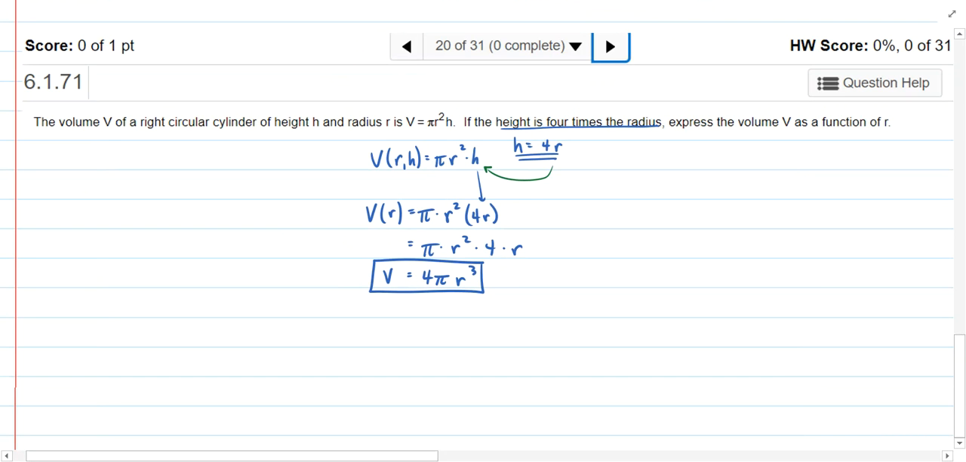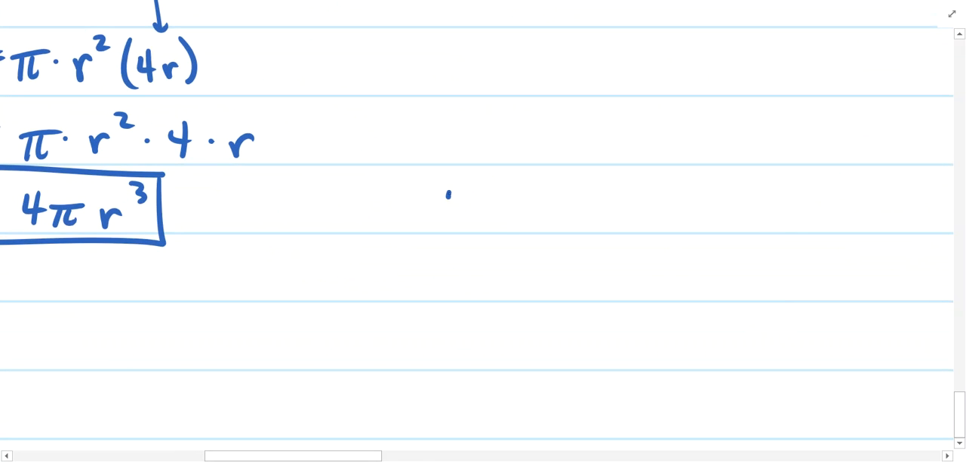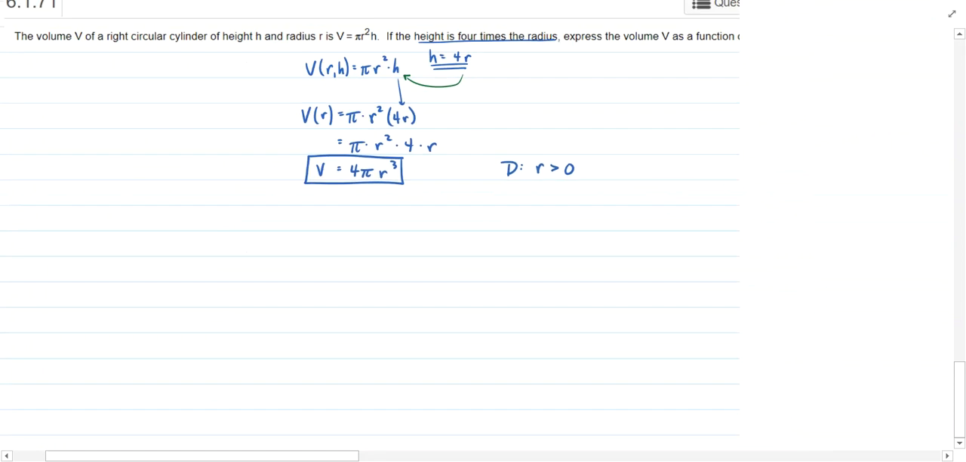And there's no mention of domain restriction in this problem, but of course we should always be mindful of that. As far as our domain goes, I think we would only want to produce cylinders whose radius is greater than 0. If the radius was equal to 0, we would no longer have a cylinder, and if it was less than 0, well, same sort of thing. We can't have a cylinder whose radius is a negative measurement.